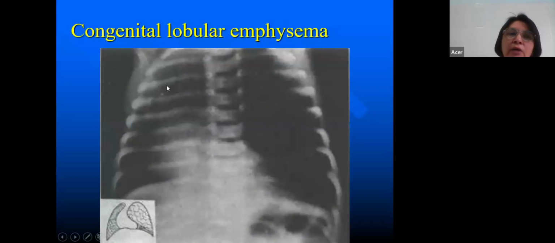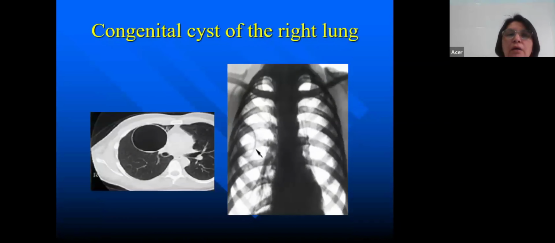Next, X-ray, congenital lobular emphysema. You can see emphysema on the right side, organs of the mediastinum dislocated to the left side. Next picture, congenital cyst of the right lung. You can see on the right side a cyst without fluid, X-ray picture and computed tomography.